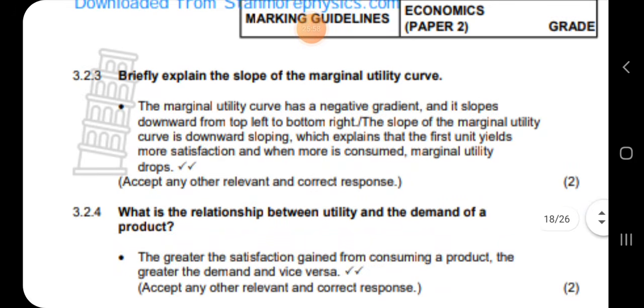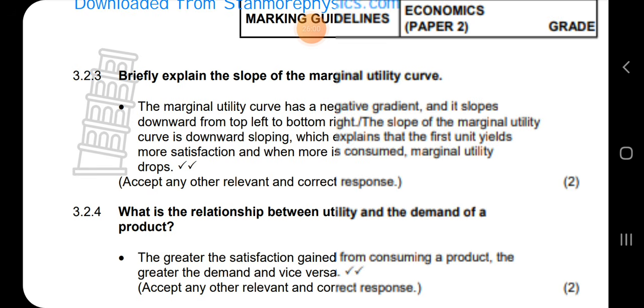And then 1.3.2 says, briefly explain the slope of the marginal utility curve. The marginal utility curve has a negative gradient and it slopes downward from top to bottom. The slope of the marginal utility curve is downward sloping, which explains that the first units yield more satisfaction, and when more is consumed, marginal utility drops. So that is why it is a slope. The more you consume, the more the marginal utility goes down.